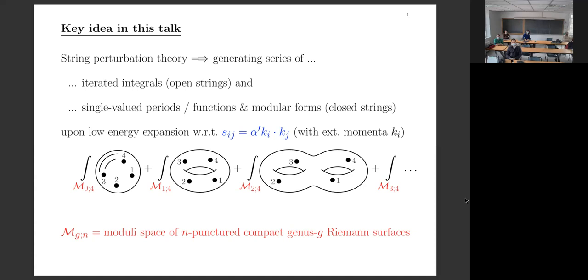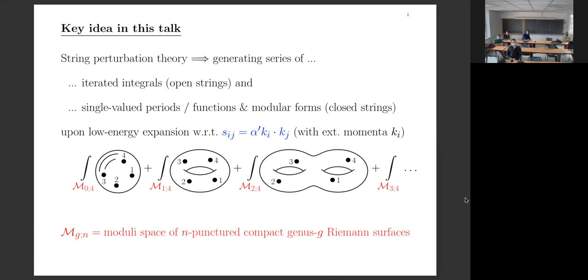In case of open strings, all the vertex operators are sitting on the boundary of the worldsheet. And accordingly, you get certain iterated integrals, where iterated means that the open string insertion points will be ordered along the worldsheet boundary. Not sure whether you can see all my head waving.